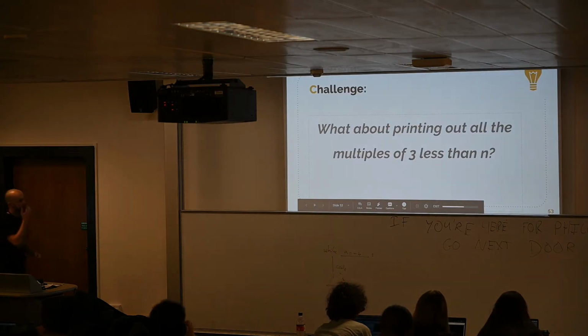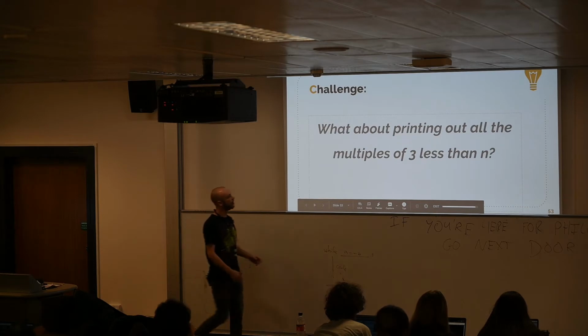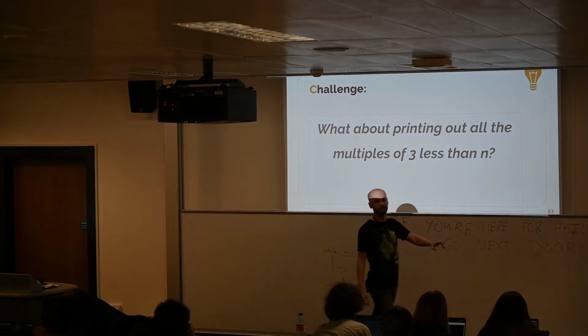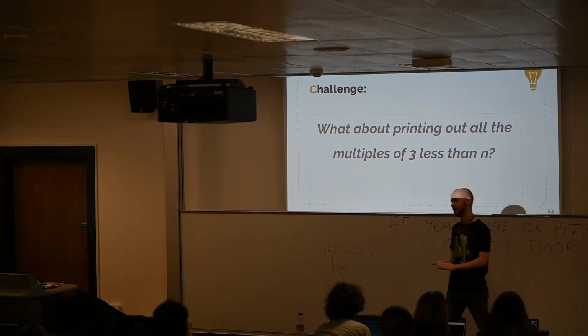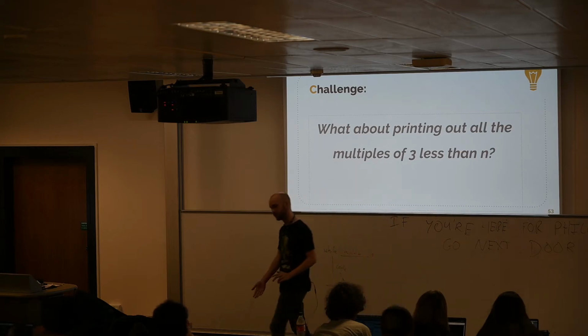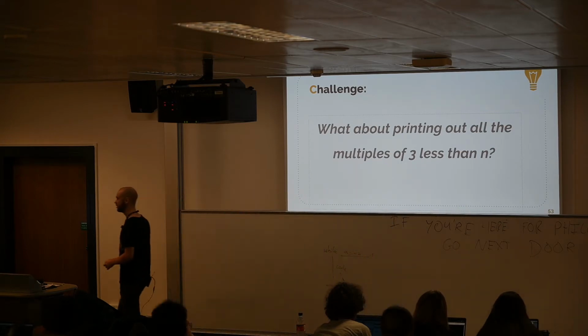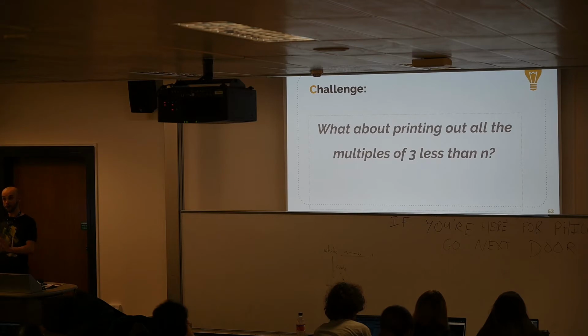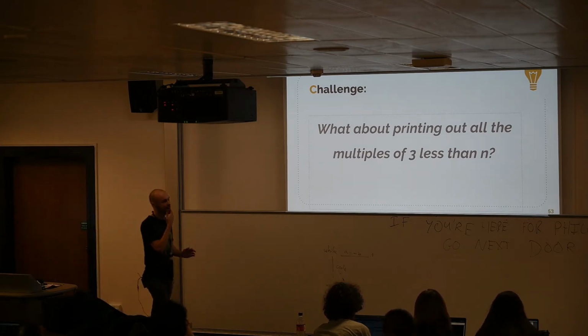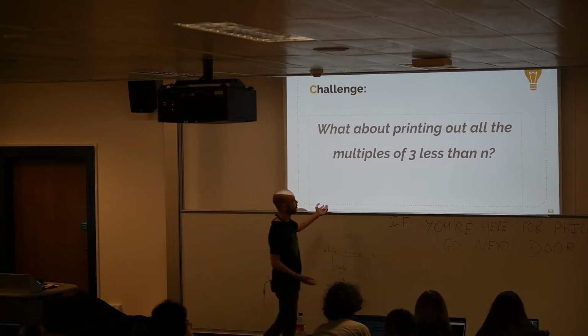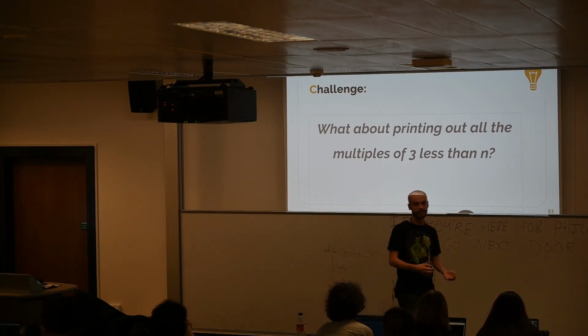So, we're not going to go through this, we're going to talk about it. How might we print out all the multiples of 3 lower than n? So rather than going 1, 2, 3, 4, 5, 6, 7, 8, 9, 10, up to n, we're going to print out only the multiples of 3. So let's say our n is 30. We want to print out 3, 6, 9, 12, 15, 18, 21, 24, 27.